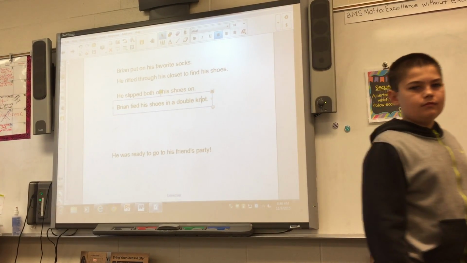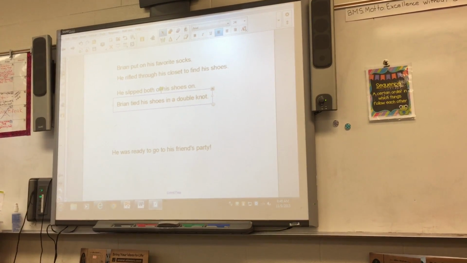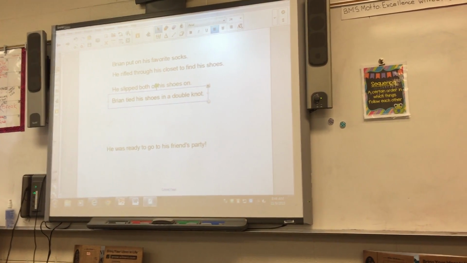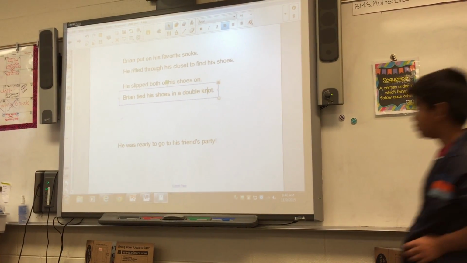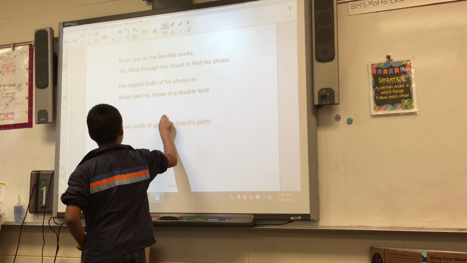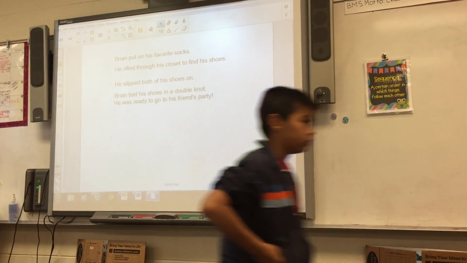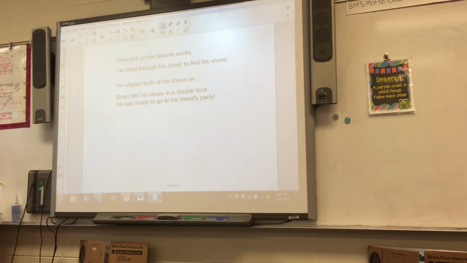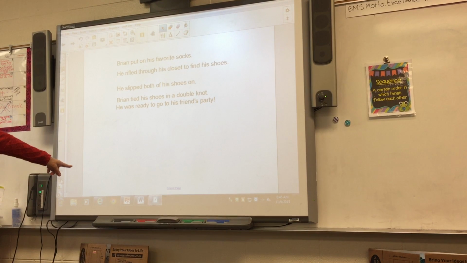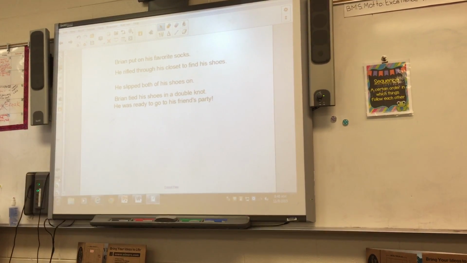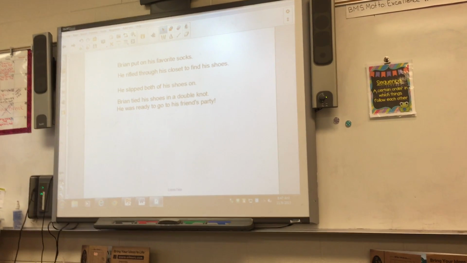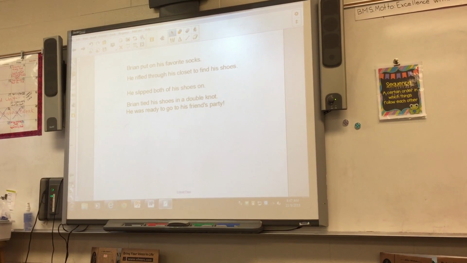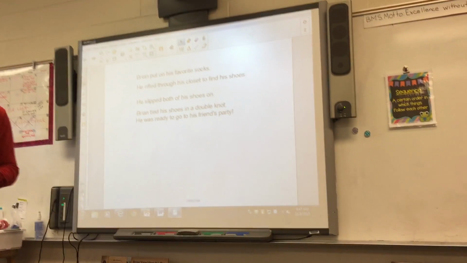Good, he tied both of his shoes in a double knot. What's the last thing? Oscar, you want to come up and finish it for us? Good job. He was ready to go to his friend's party. Any questions on this? We're going to practice this all week long. This is called what? What do we call this? Sequencing. Good job. Skylar's passing out your packet. This is going to be our packet for the week. Counts as your classwork. We're going to do a little bit each day to start it, and then you're going to finish it at home.